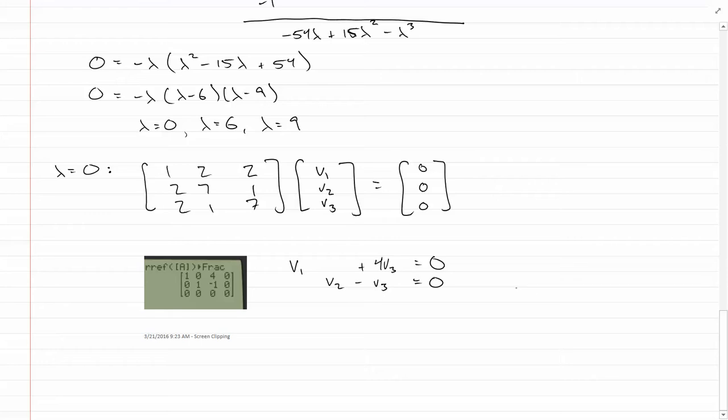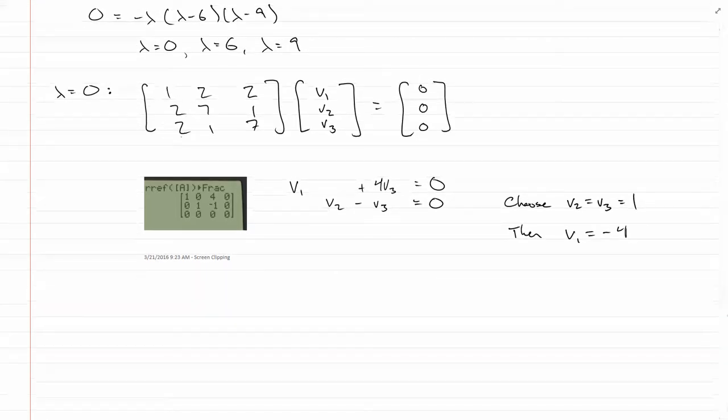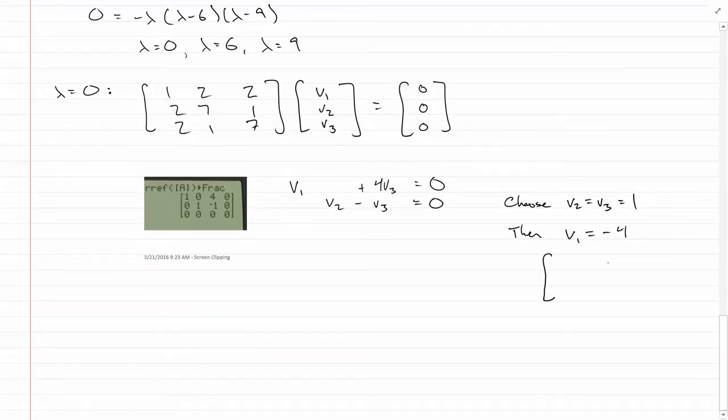The easiest one would be, V2 has to be equal to V3, so choose them both to be 1. Okay, that would satisfy the second equation. And then, in order for the first equation to be true, V1 would have to be negative 4. Okay, so the eigenvector we choose here would be negative 4, 1, 1.